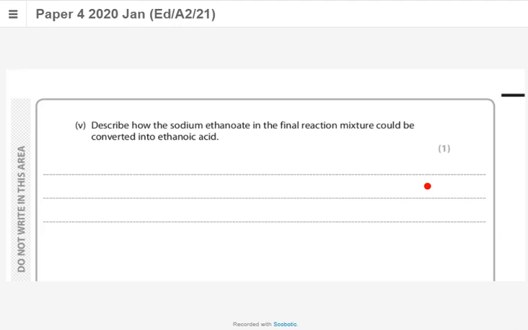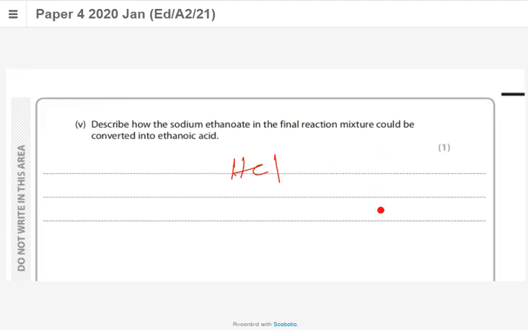Describe how the sodium ethanoate in the final reaction mixture could be converted into ethanoic acid. Can you just add acid? Yes, add hydrochloric acid. We can convert the sodium salt into the corresponding carboxylic acid, because the sodium salt of a weak acid is alkaline. So you need to add acid to neutralize that, right? So just add HCl.